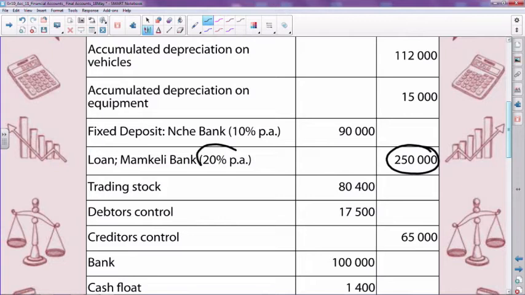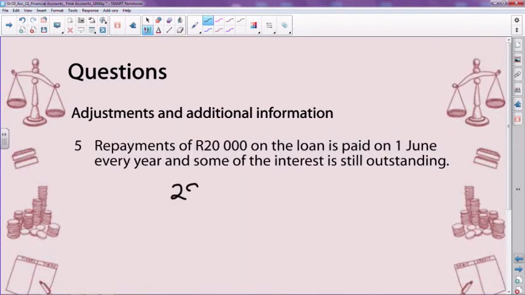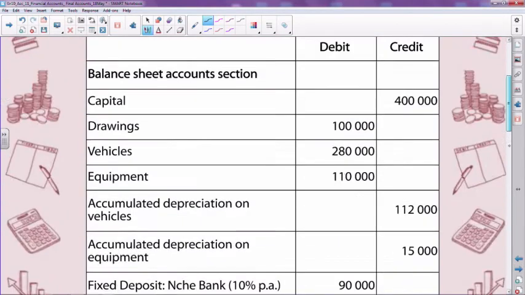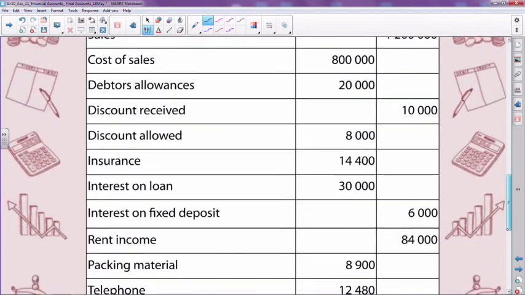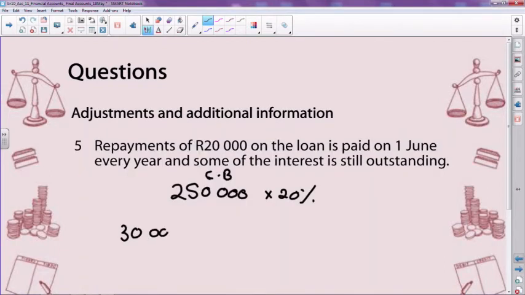So always look at your interest rates as well. And now I'm going to give you 1 minute. Let's quickly go and write down the information. 250,000 was the closing balance, and the interest rate is 20%. Let's go and see, just to give you full information, what was your interest on the loan up to now? There's your interest on the loan. You already have 30,000 paid. So now remember, your 30,000 has been paid. So 1 minute starts now.